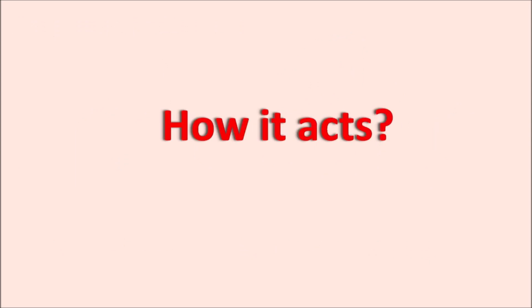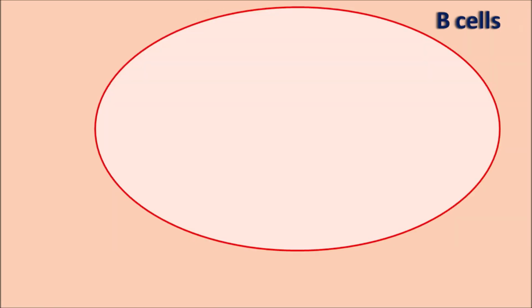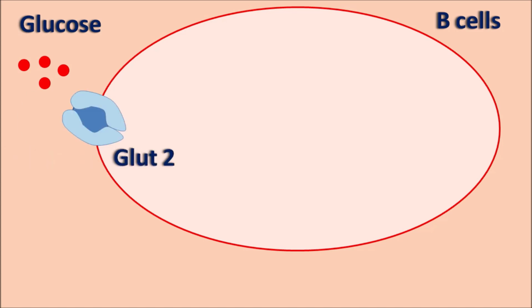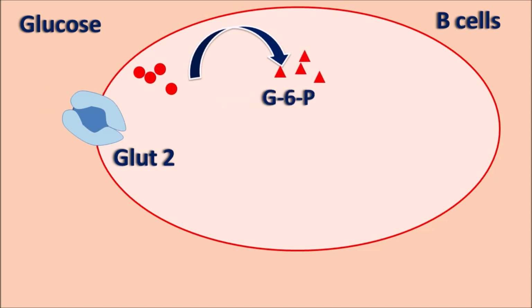Now let us see how this drug acts. Insulin is released from the beta cells of the pancreas. For the release of insulin, glucose is the main signal. This glucose is taken into the beta cells through the GLUT2 receptors. When this glucose enters the beta cells, it undergoes glycolysis. So the first step is the conversion of glucose into glucose-6-phosphate.